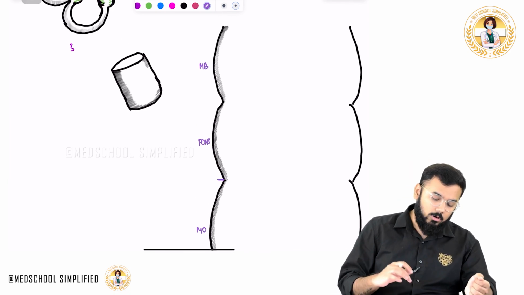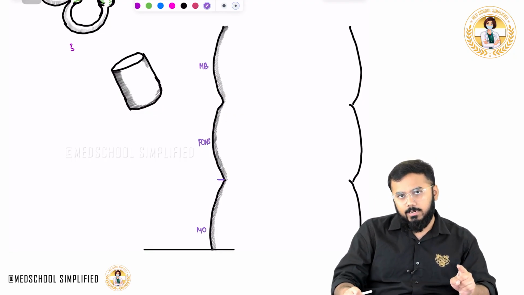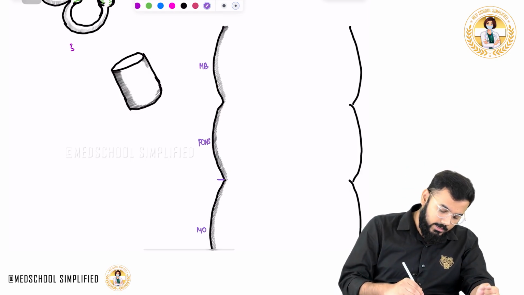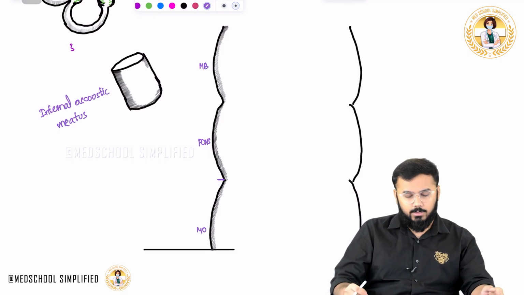And all of you know that in your ear you have got two meatus, external auditory meatus and internal auditory meatus. So the meatus which I have drawn over here is the internal auditory meatus. This is called internal auditory or acoustic meatus.